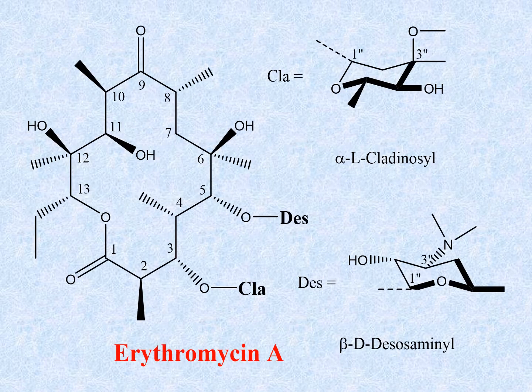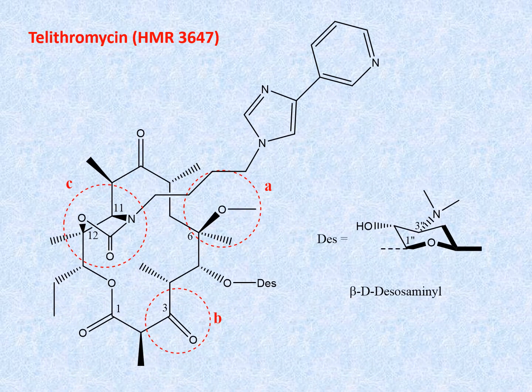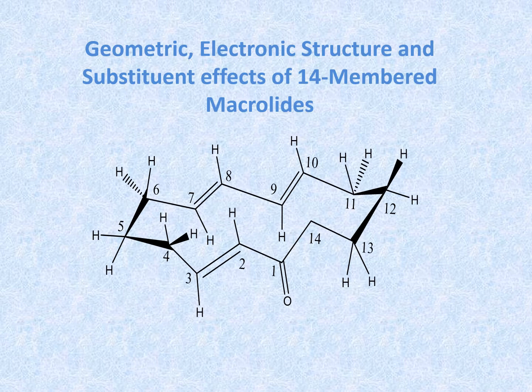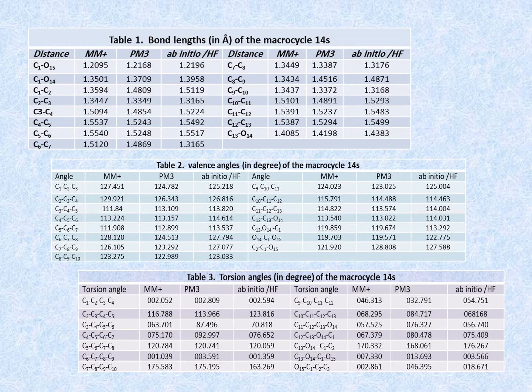This is the formula of erythromycin. This is the formula for telithromycin. Geometric, electronic structure and substituent effects of 14-membered macrolide on the basis molecule are shown in this table.